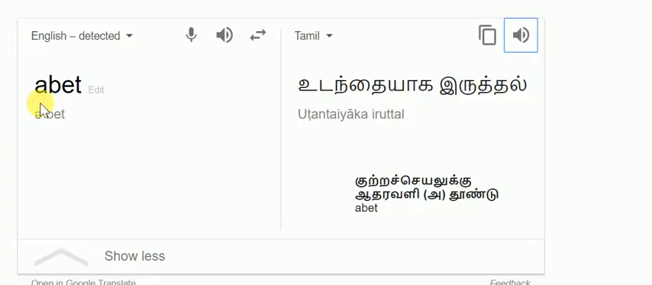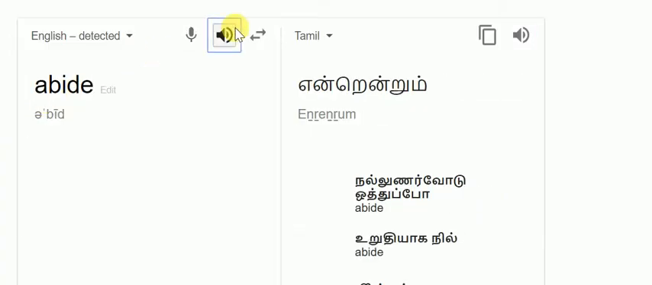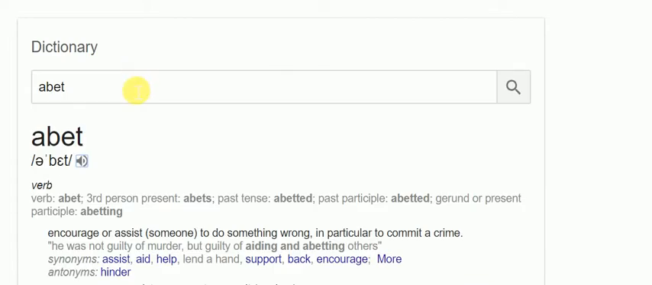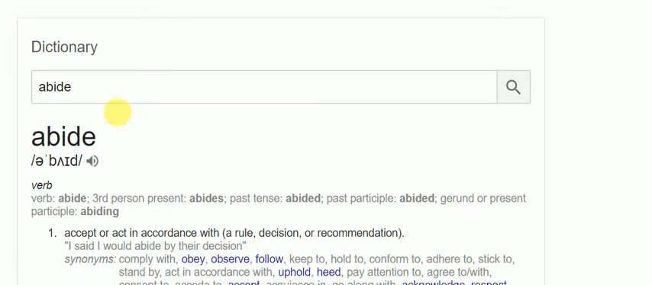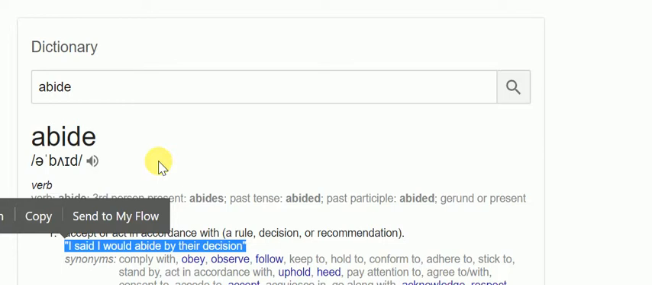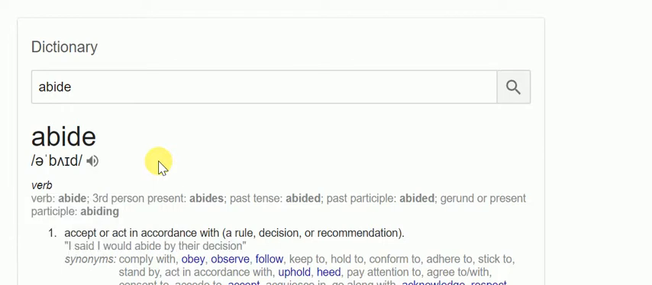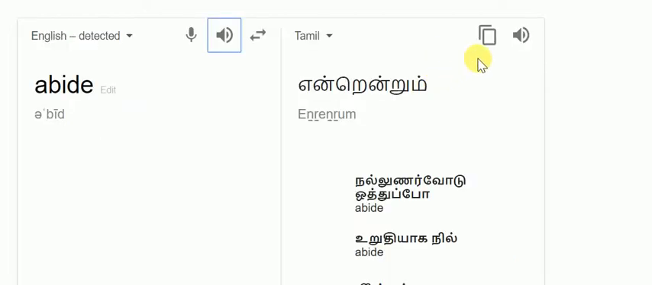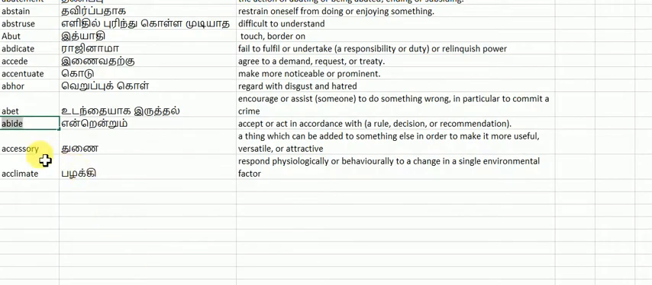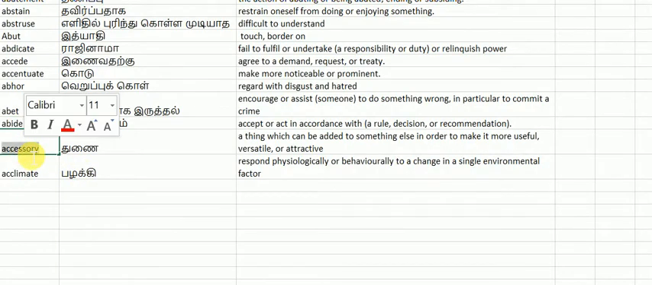So the next vocabulary is abide. What does abide mean? Abide means to accept or act in accordance with. So we are accepting something. You can see the sentence: I said I could abide by their decision. I'm accepting. Abide is just accepting. In Tamil we can say என்றென்றும்.